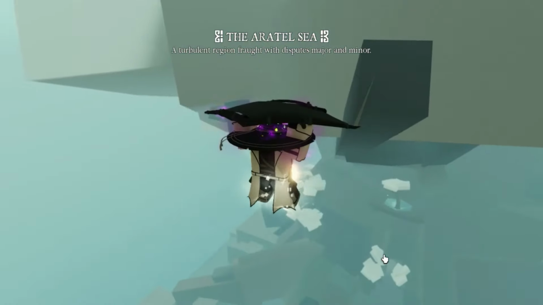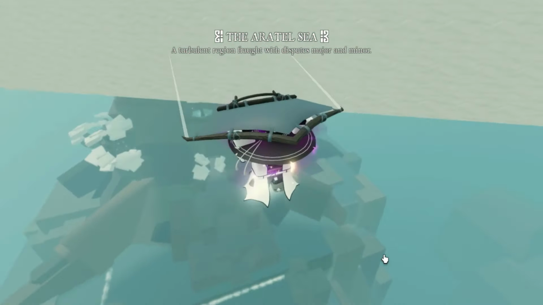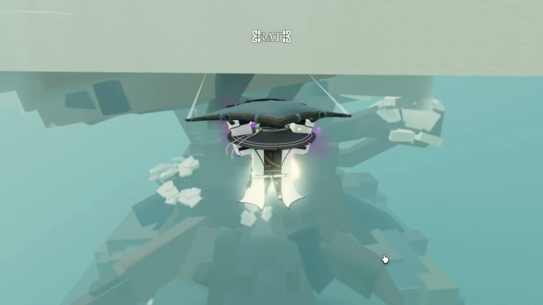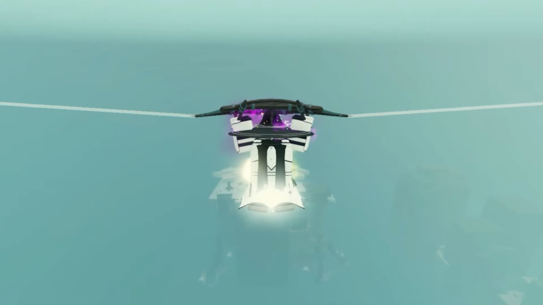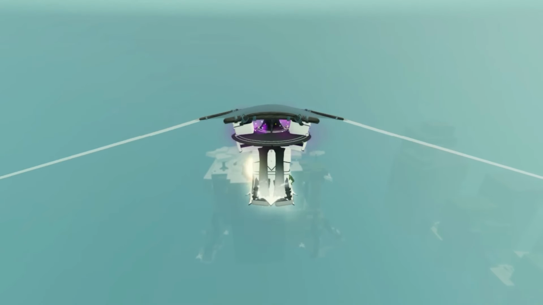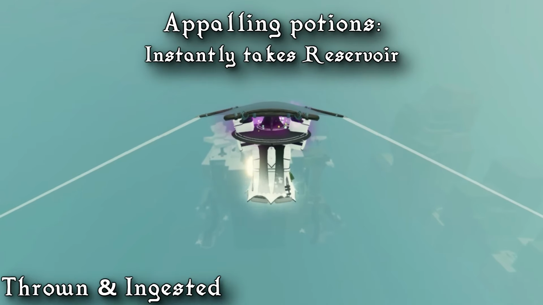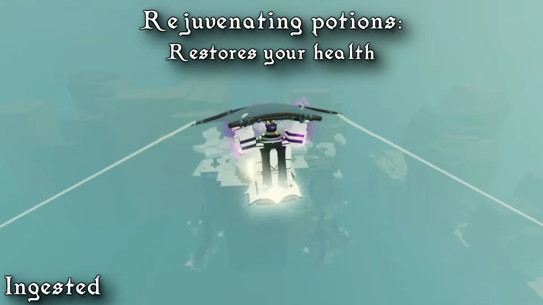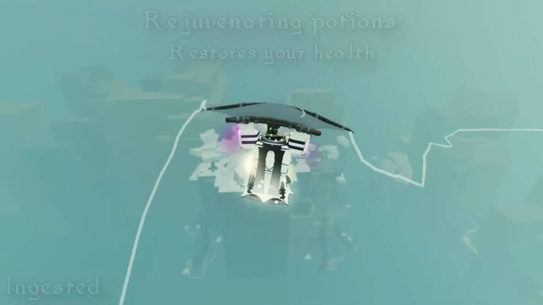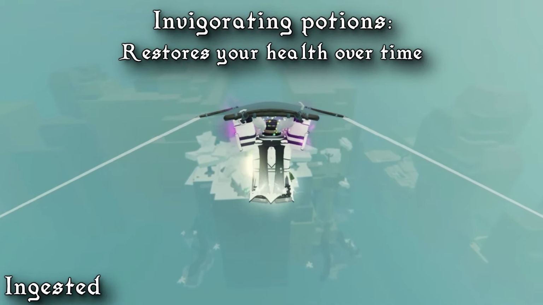Finally, let me give you all a breakdown on the effects of each categorical name potion. I will be also listing out whether or not these effects take place when you ingest the potion or drink it, throw the potion, or are able to do both. Appalling potions instantly take reservoir. Dulling potions decrease mantra damage and physical damage inflicted on someone else. Rejuvenating potions instantly restore your health. Invigorating potions restore your health over time.